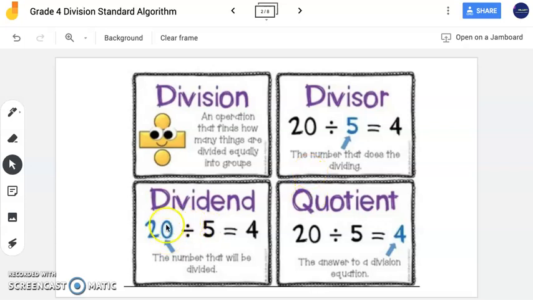In this problem here, 20 divided by 5 equals 4, we also have a dividend, which is known as the number 20 for this problem. The dividend is the number that will be divided. We have our quotient as well, which here is the number 4. The answer to a division equation is known as our quotient.